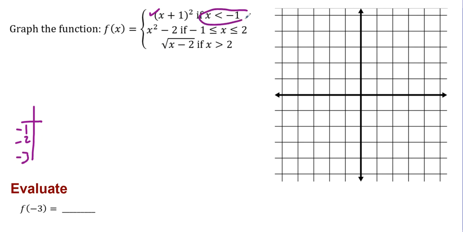Because guess what? We're less than 1. So I'm just going to have 0, 1, and 4 as my outputs, my y's. And I can graph this. So I would have at -1, 0, okay? And that's going to be an open circle.